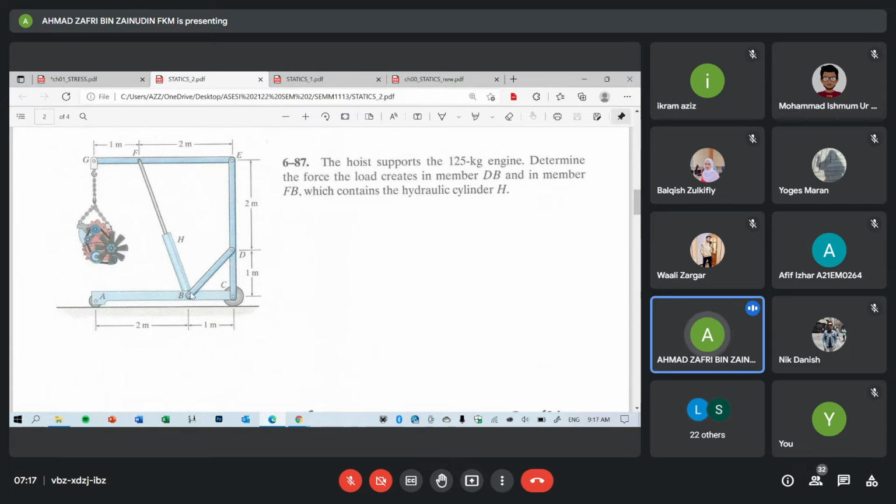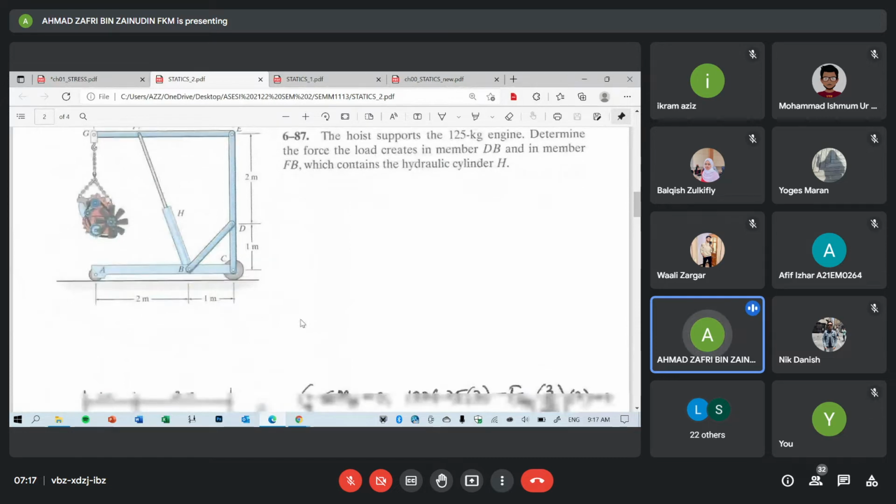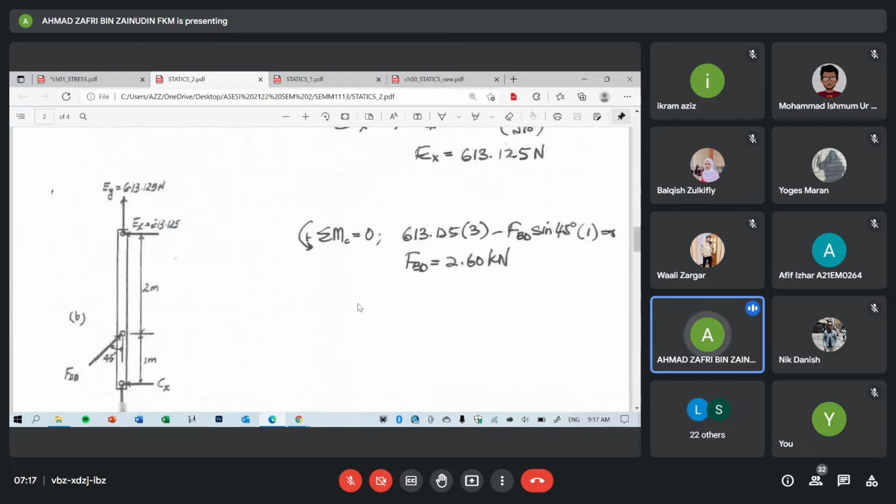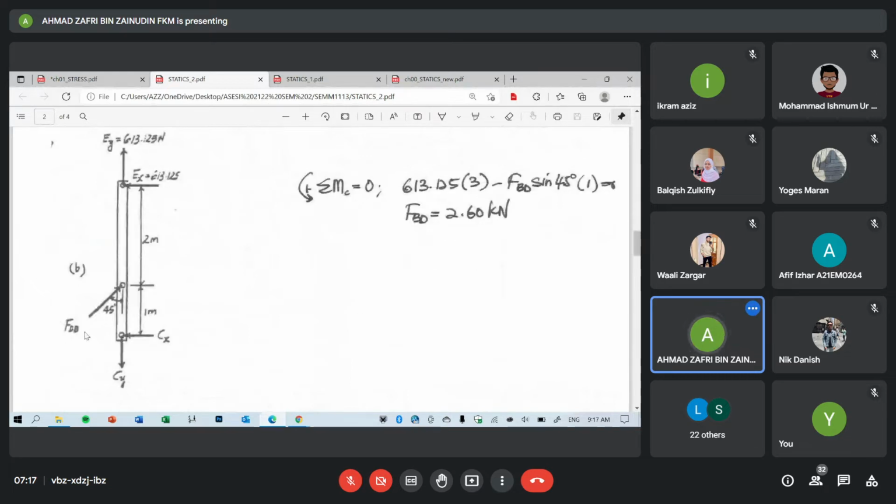Now, if I want you to calculate the stress in BD, we need the internal force in BD. That's why we calculated all this. You have done statics, right? This is the FBD. If you sketch, this is the force in BD, 2.6 kilonewton. So it is in this direction, shown here. Based on this free body diagram, we get FBD positive, which means that it is in the correct direction.